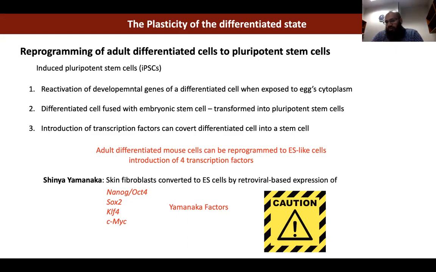The way you introduce these transcription factors is through some viral-based expression, or mainly retroviral-based expression. So, for example, Shinya Yamanaka performed this experiment where he took the skin fibroblasts and tried to overexpress, introduce these 4 transcription factors through retroviral-based expression.